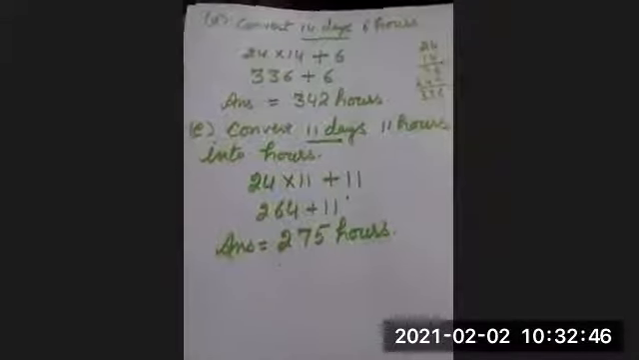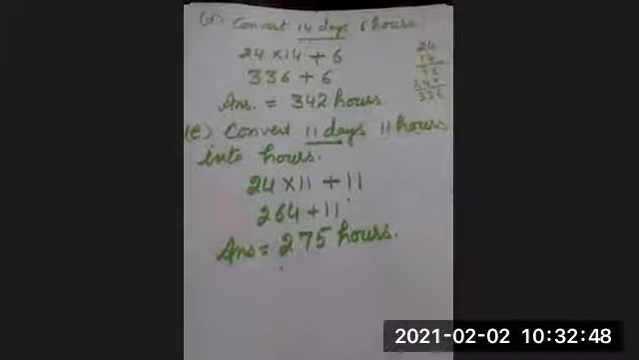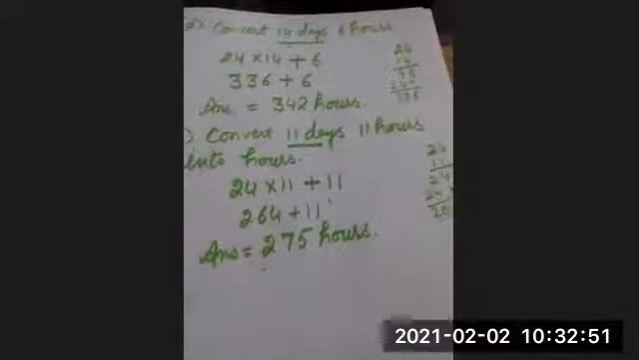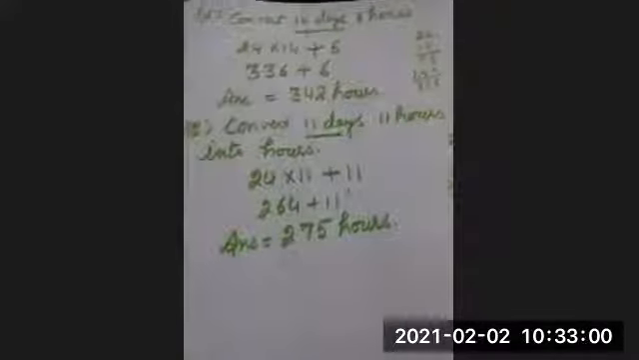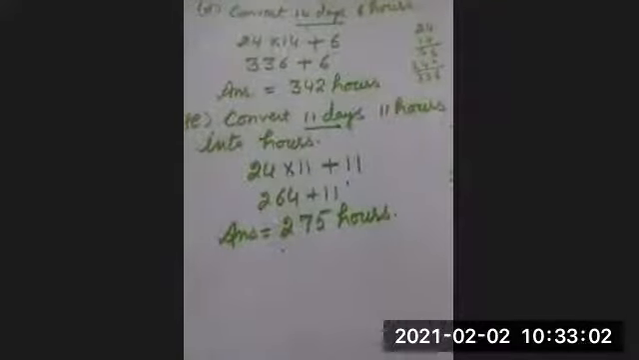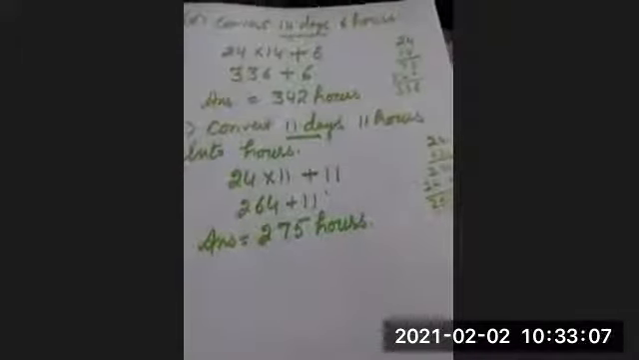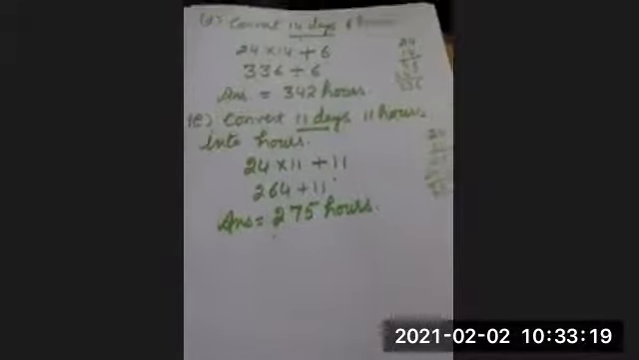Okay students, now your first question is completed. Now second question: convert 10 hours into minutes. Students, in one day we have 24 hours. Now we are converting hours into minutes. So in 1 hour we have 60 minutes. So when we convert hours into minutes, we will multiply by 60.